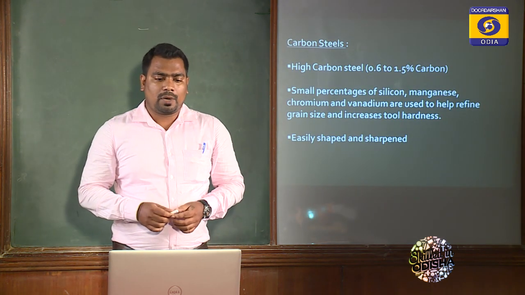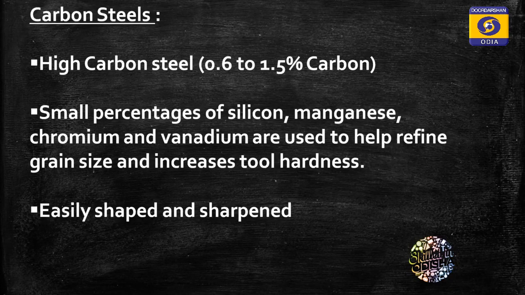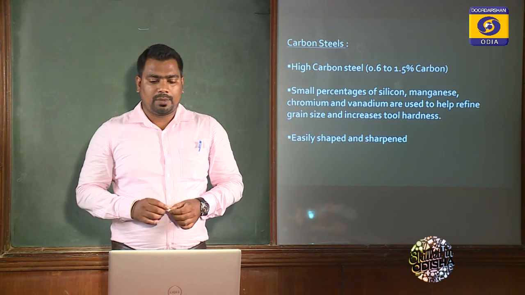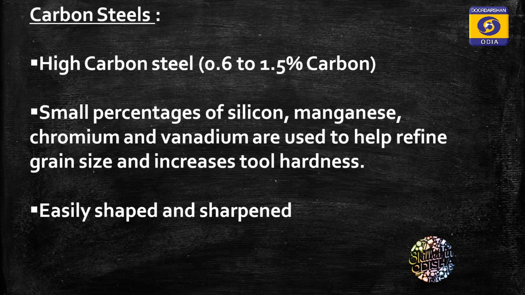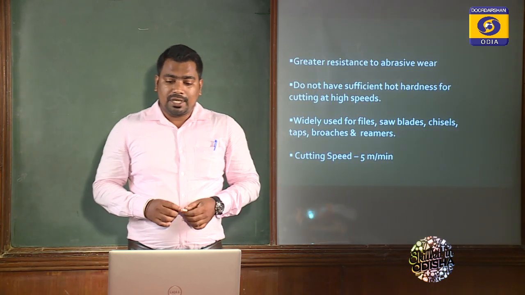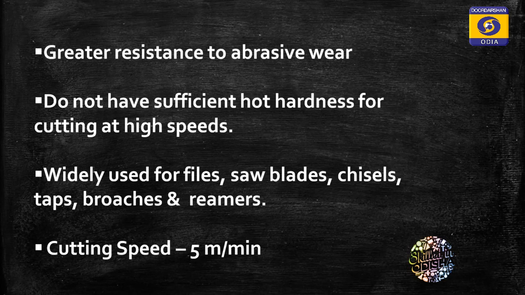First, let's talk about carbon steels. In high carbon steel, 0.6 to 1.5% carbon is present. Small percentages of silicon, manganese, chromium and vanadium are also used to improve its properties. The advantage of carbon steels is that they can be easily shaped and sharpened. They have greater resistance to abrasive wear. We widely use carbon steels in files, saw blades, chisels, slabs, broaches and reamers.